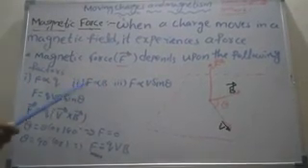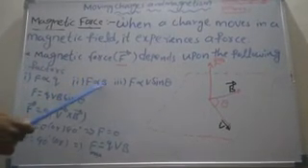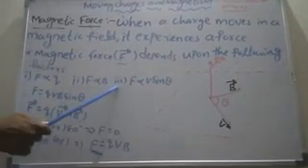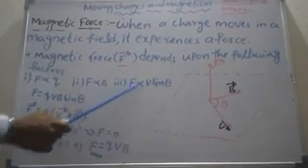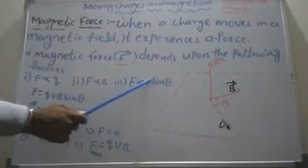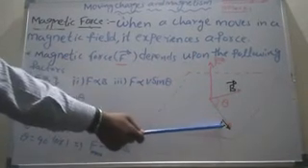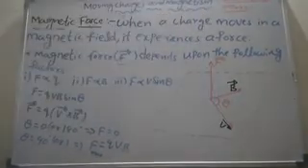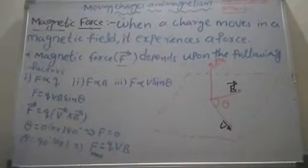What is the second one? The magnitude of magnetic force acting on the charged particle is directly proportional to the magnitude of the magnetic field produced. Third one is F is proportional to V sin theta. F is the magnetic force, proportional to V sin theta. V sin theta is a velocity component. This V bar is the velocity of the charged particle. The velocity component is perpendicular to the B bar. So the more V sin theta, the more the magnitude of force acting on the charged particle.